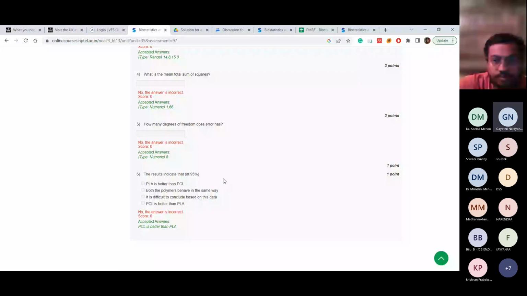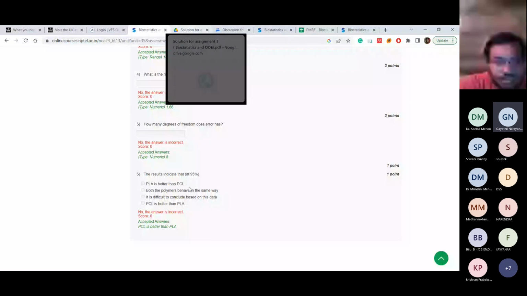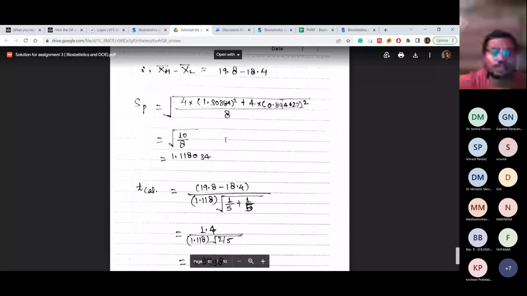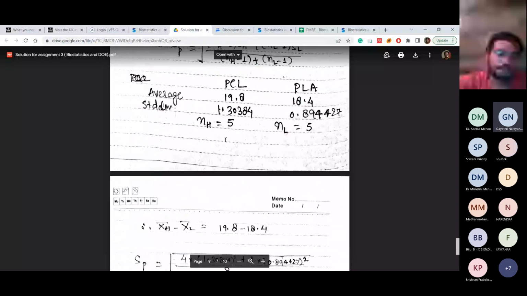The calculated value is 7 for question 6, which is much greater than the critical value. Calculated value is 7.0. For the other one, the calculated value is 1.97. For question number 6, it is much higher than both the two-tail and one-tail value. Then it should not be.